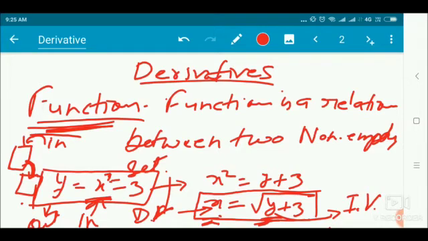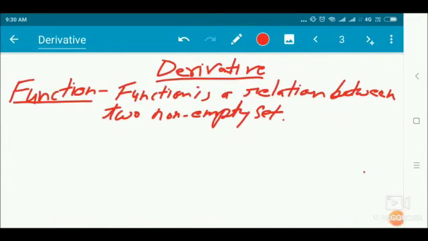So here y is equal to x square minus 3 is a function, and why do we say that y is a function of x? When we put the value of x, we'll get the value of y. So x is the input value and we get y, which means y is the output value.